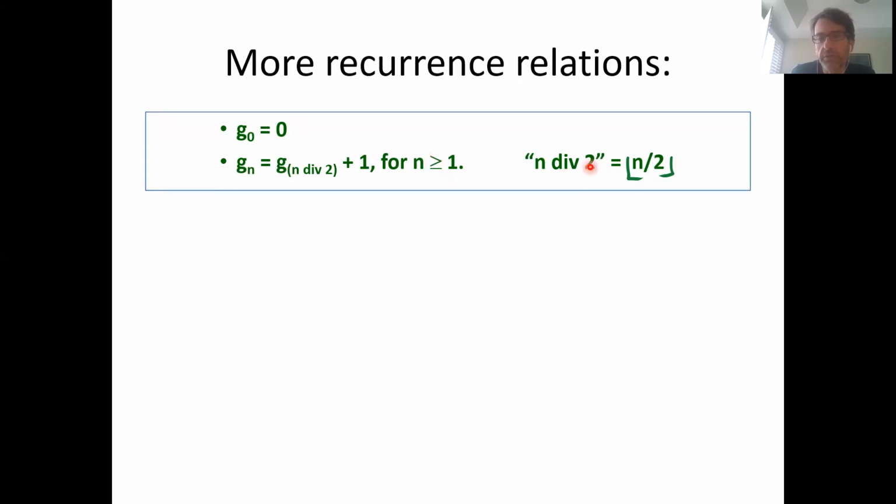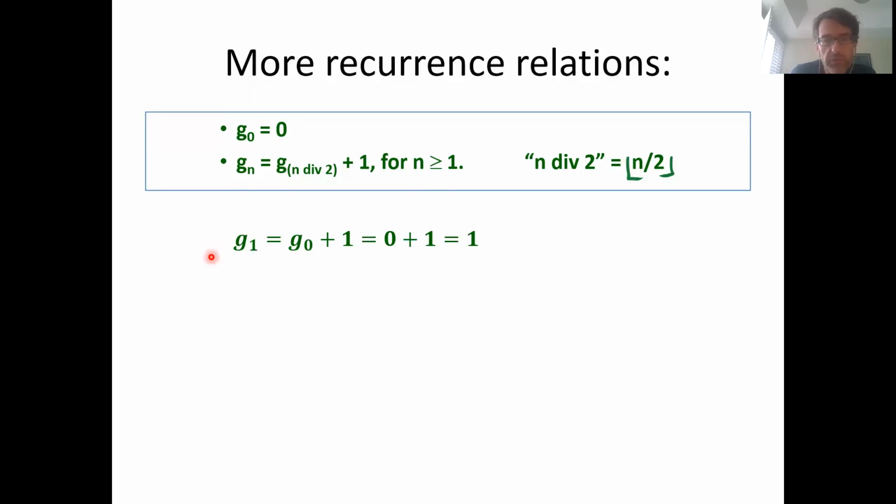Okay, what is n div 2? That's the floor of half n. Okay, so what's the floor? It's rounding to the nearest integer down, right? So if this is an integer, floor just gives you this integer. And what's the other possibility? That this thing is integer plus half, in which case this becomes that integer, whatever that is. Okay, let's see how that works.